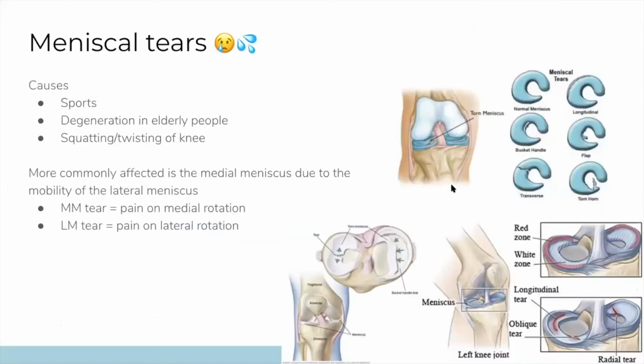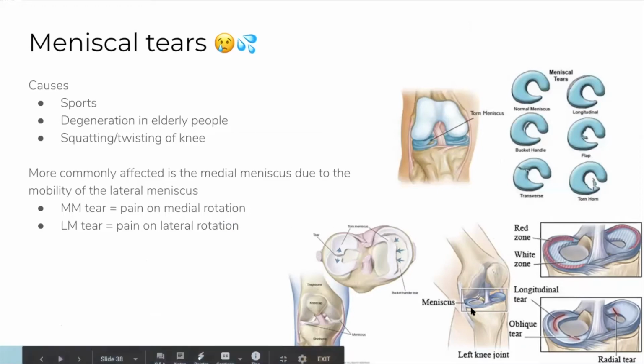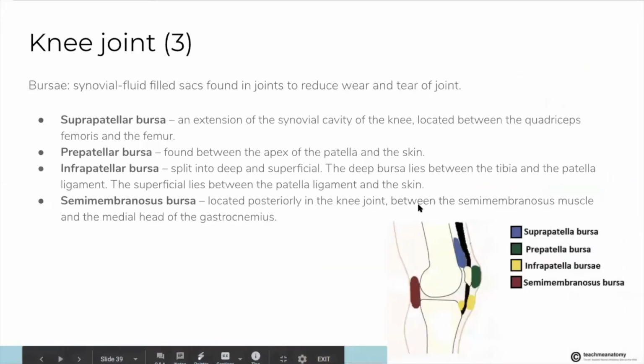Okay, so what happens when it tears? Well, this happens a lot in sports, a lot in elderly people as well, when you squat and twist your knee. If your medial meniscus is injured, this causes pain on medial rotation, and lateral meniscus tears cause pain on lateral rotation, which is pretty simple. You don't need to remember the types of tears. I just added these for interest.